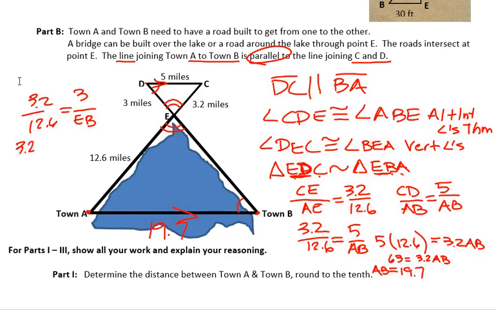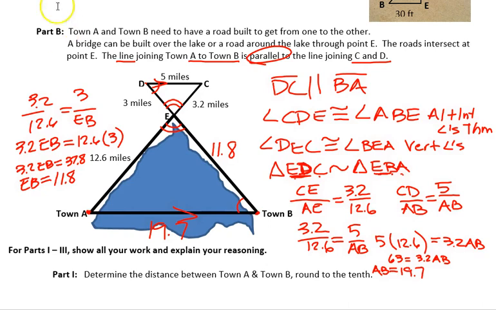So we got 3.2 times EB is equal to 12.6 times 3. So that's going to be 3.2 EB is equal to, what did I get here? 37.8. Then we're going to divide both sides by 3.2. So EB is equal to 11.8. So this is going to be 11.8. So this is the triangle proportionality theorem, which we use to solve for this problem.